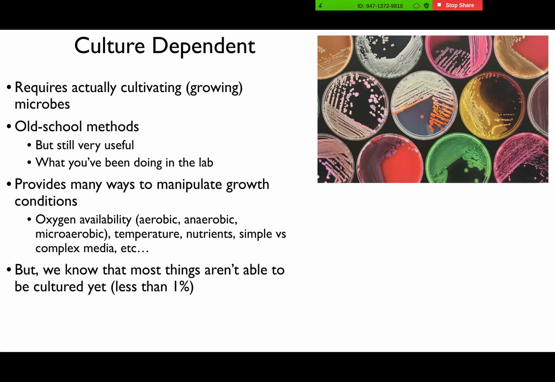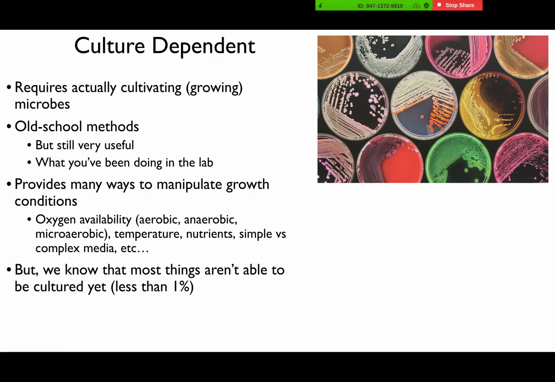So we're going to start with culture dependent, and it requires growing microbes on a petri dish. When you've been in the lab, you've been growing microbes on petri dishes, right? Or you've been visualizing the growth of microbes on petri dishes. This is an old school method, right? This is how we first started studying microscopic organisms after we started looking at them under the microscope. Even though it's old, it's still very, very useful.